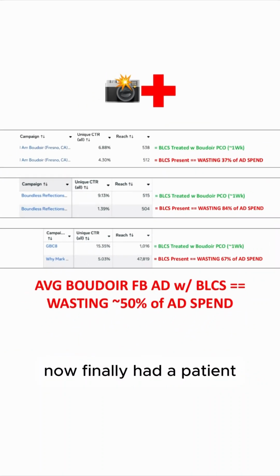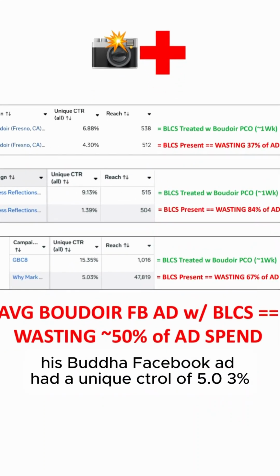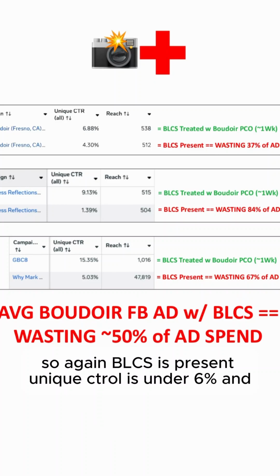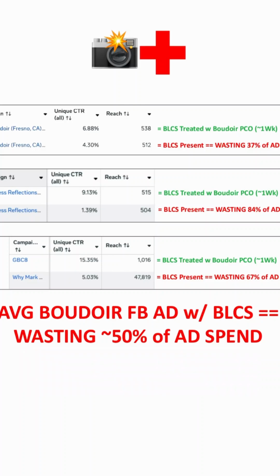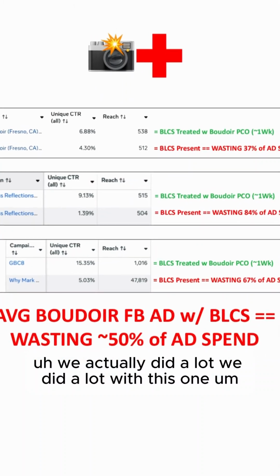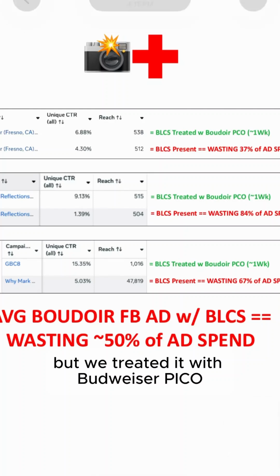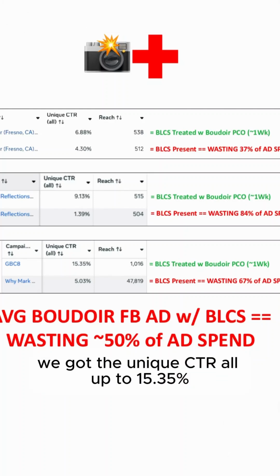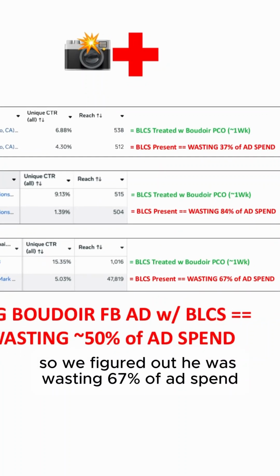Now, finally, had a patient, his Boudoir Facebook ad had a unique CTRL of 5.03%. So again, BLCS is present. Unique CTRL is under 6%. We did a lot with this one, but we treated it with Boudoir Pico. Took about a week. We got the unique CTRL up to 15.35%. So we figured out he was wasting 67% of ad spend.